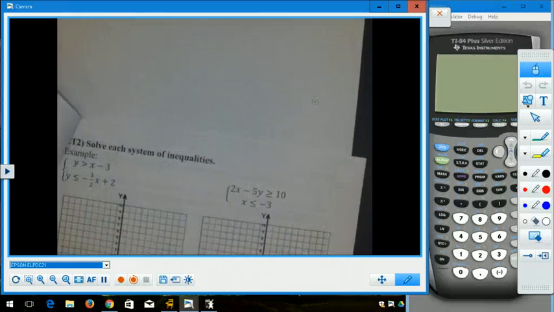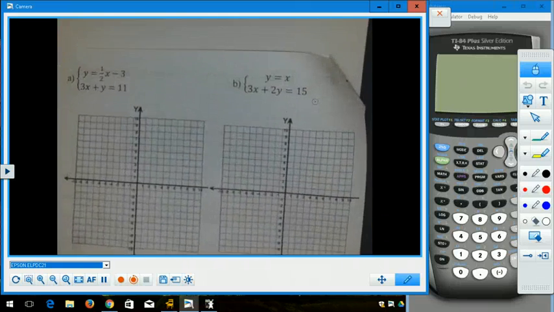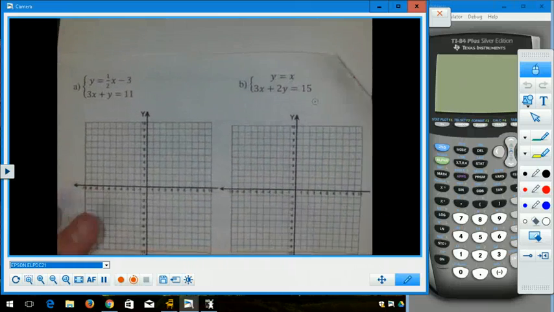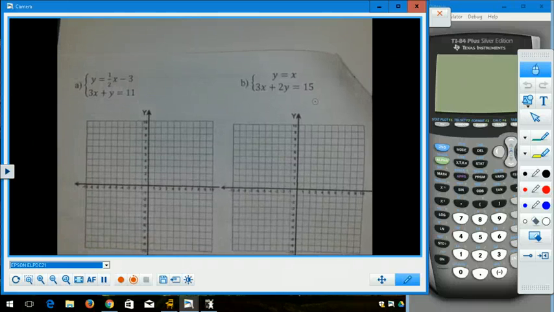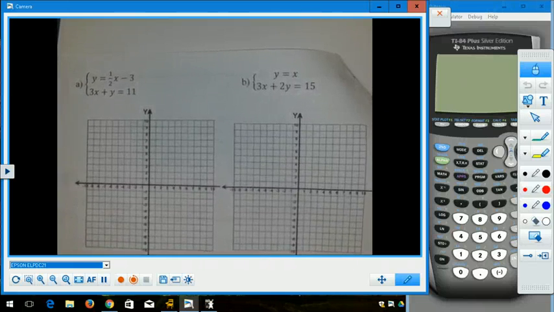Our next example of graphing linear equations actually comes from letters A and B. So take a moment to pause the video and try these two problems, see if you can graph them and find the solution. Welcome back.